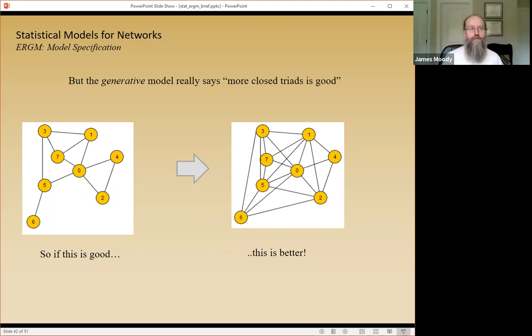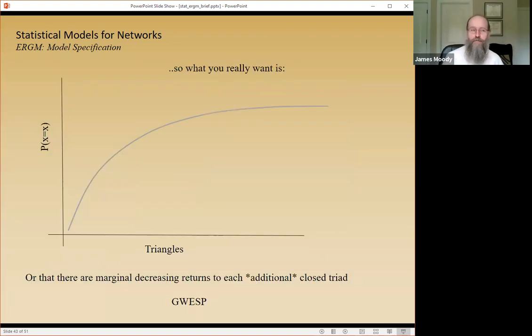And so this has been known as the model degeneracy problem. People have treated it as if it's a problem with ERGMs. It's actually a problem with your model specification of ERGMs, which is to say that the model really has to be accurately specified. And what we really mean when we think of a friend of a friend should be a friend is that most of our friends should be friends, and that the additional marginal return at some point has a decreasing slope to it.